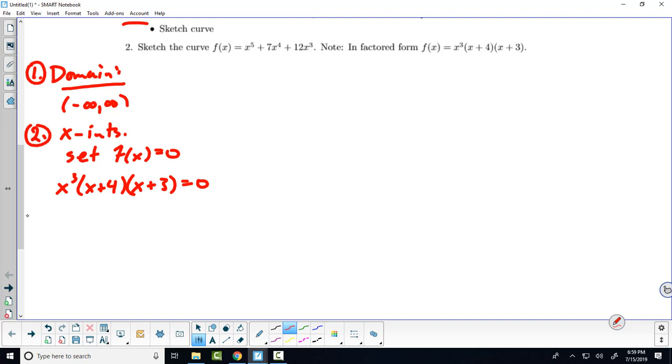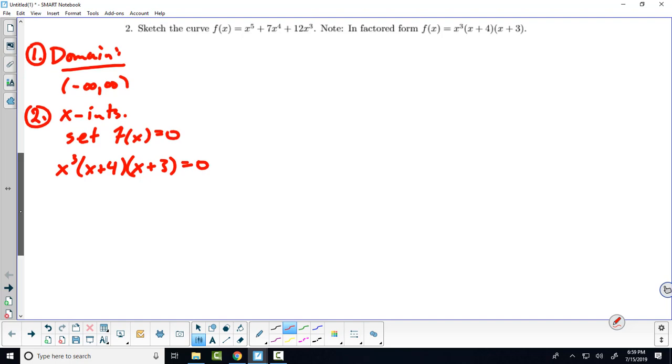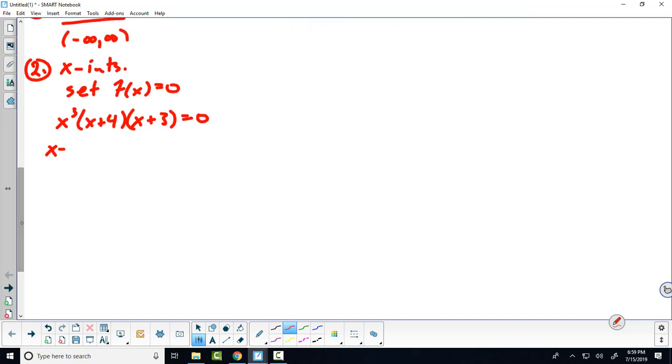Folks, if I were to give you this problem on the test, I don't think I would have factored that for you, since I don't think it's that hard to factor. But just to save some time in class, I gave it to you in factored form. Sometimes I might give you the first and second derivative if I think those would take a long time to calculate and simplify, or I might evaluate a couple points for you. All right, so we have x-intercepts when x equals 0, when x equals minus 4, and when x equals minus 3.